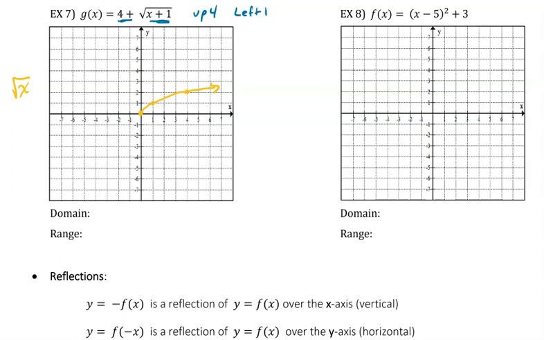All right, so if we move all of these up 4 and left 1, we're going to get a new function right here. Domain of our new function is -1 to infinity, and the range of our new function is going to be 4 to infinity.